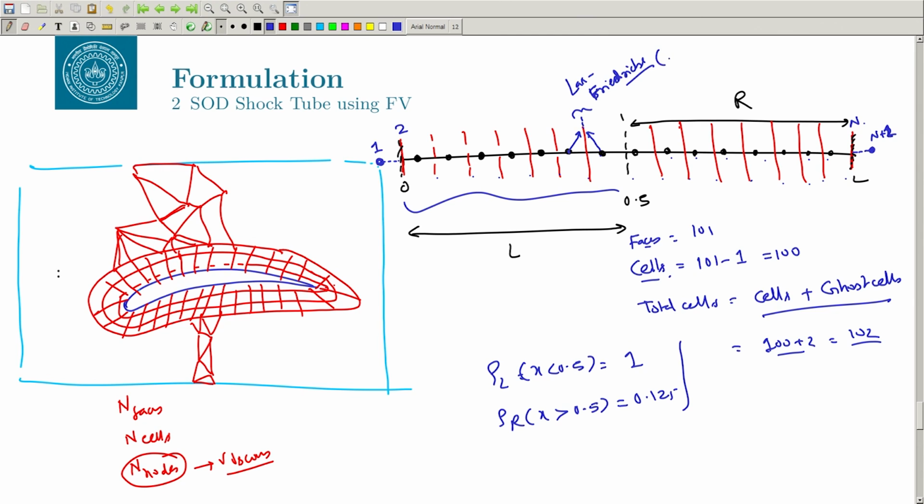So, you have the states UL and UR. Let us use small l and small r. This is coming from the left and this is coming from the right. This is my UL and this is my UR. Once you have the UL and UR, you can use your favorite scheme and get the residue. So, up till now this is fine.